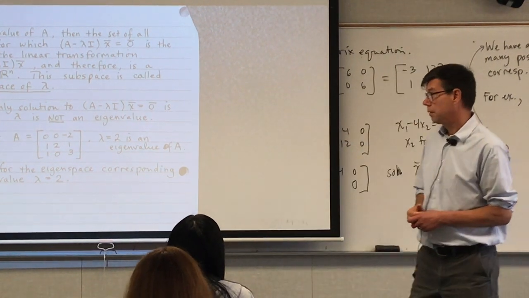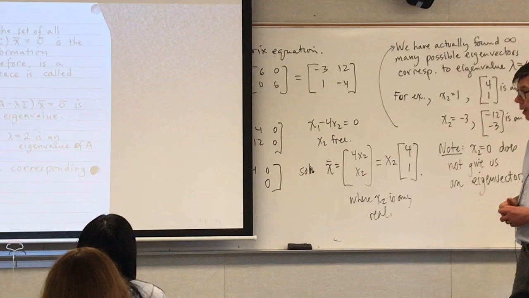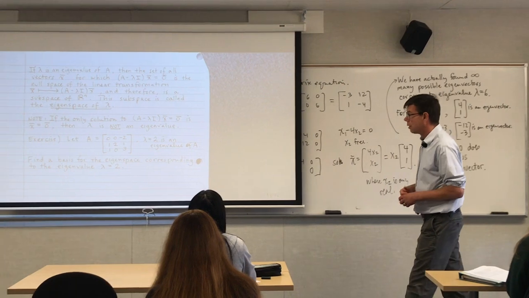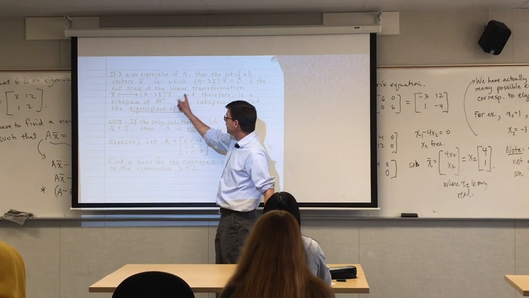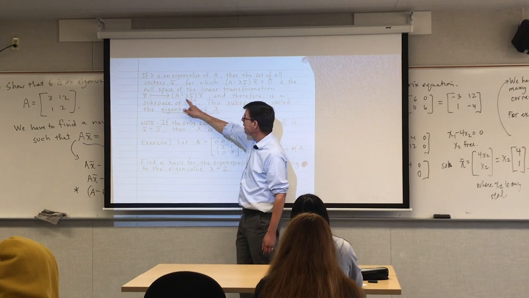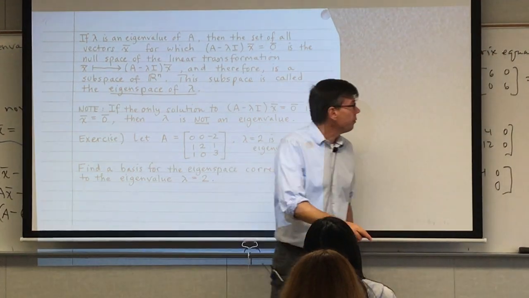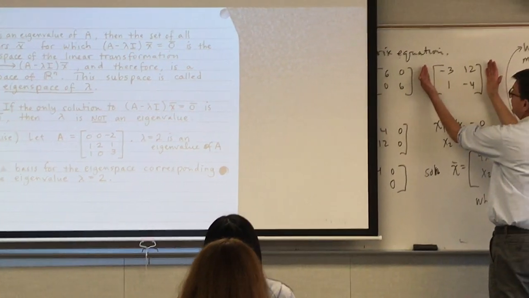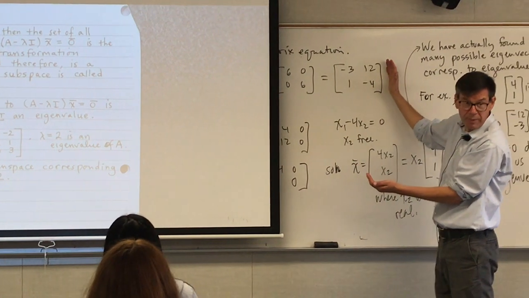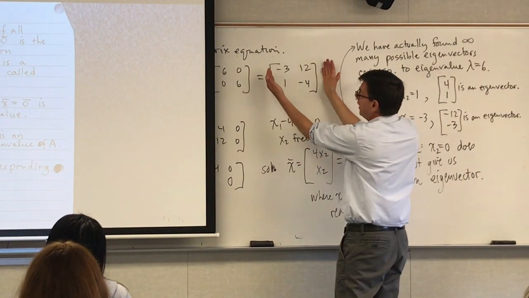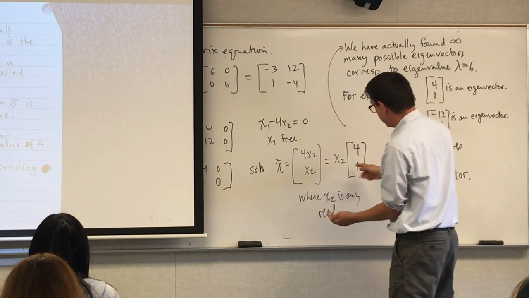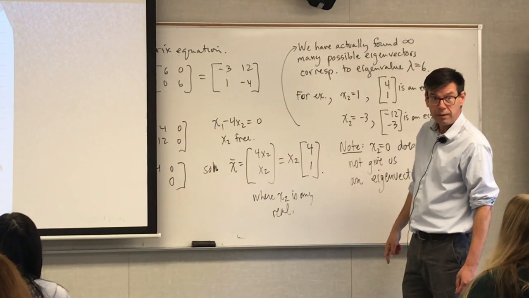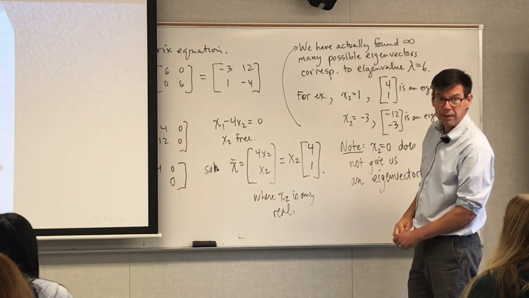Felix? Is A always a linear transformation? Yes, it's the matrix of a linear transformation. The linear transformation I'm referring to here isn't just A, it's the A minus lambda I linear transformation. In the example we just did, this is the matrix of that linear transformation. Its null space is a one-dimensional subspace spanned by that one vector, just like you found a basis for the null space on our last test.